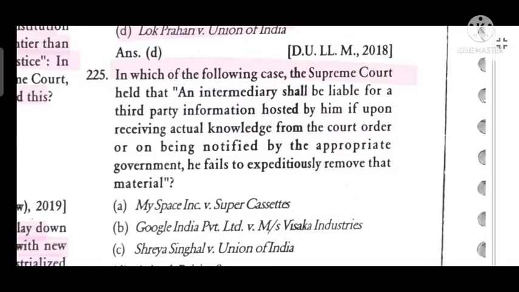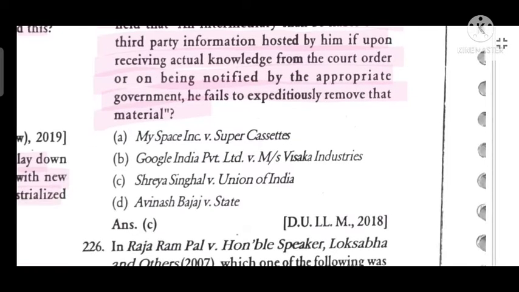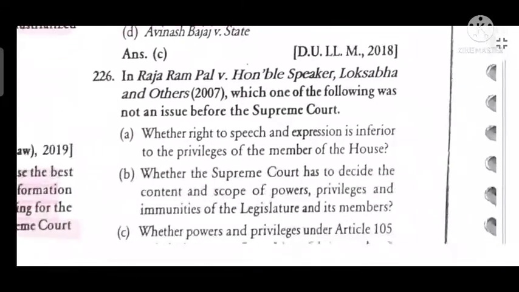In which one of the following cases did the Supreme Court hold that an intermediary shall be liable to a third party for information hosted by him if, upon receiving actual knowledge from a court order or being notified by the appropriate government, he failed to expeditiously remove the material? Shreya Singhal versus Union of India.